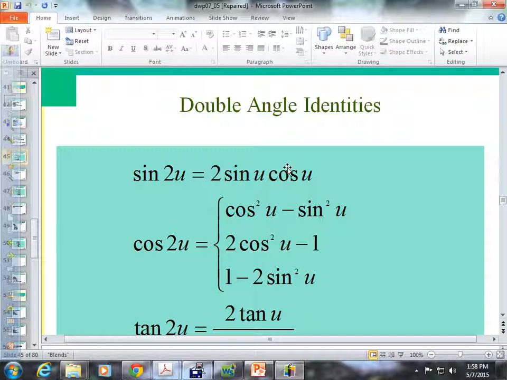They were involved in these two. But what identities did we use to get sine 2u? The sum identities, right? But instead of having a u plus a v, we looked at u plus u, which gave us the 2u. So we used our sum and difference identities to get the double angle identities. Okay?